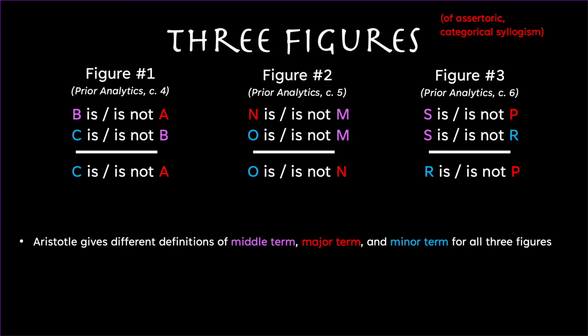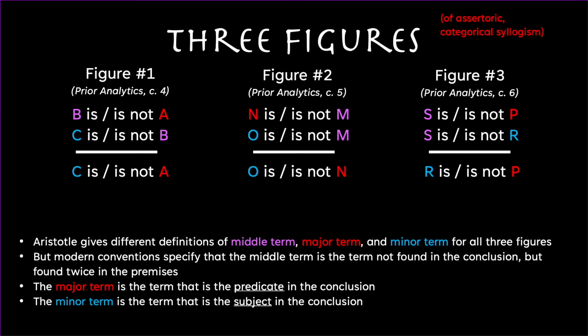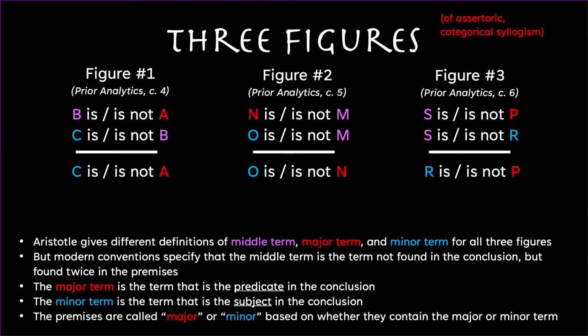Aristotle gives different definitions of middle term, major term, and minor term for all three figures. But modern conventions specify that the middle term is the term not found in the conclusion, but found twice in the premises. Whereas the major term is the term that is the predicate of the conclusion. It's found in a premise called the major premise, precisely because it includes the major term. And the minor term is the term that is the subject of the conclusion, and it's also found in the minor premise. The minor premise is called that because it includes the minor term as well as the middle term. The premises are called major or minor based on whether or not they contain the major or the minor term.